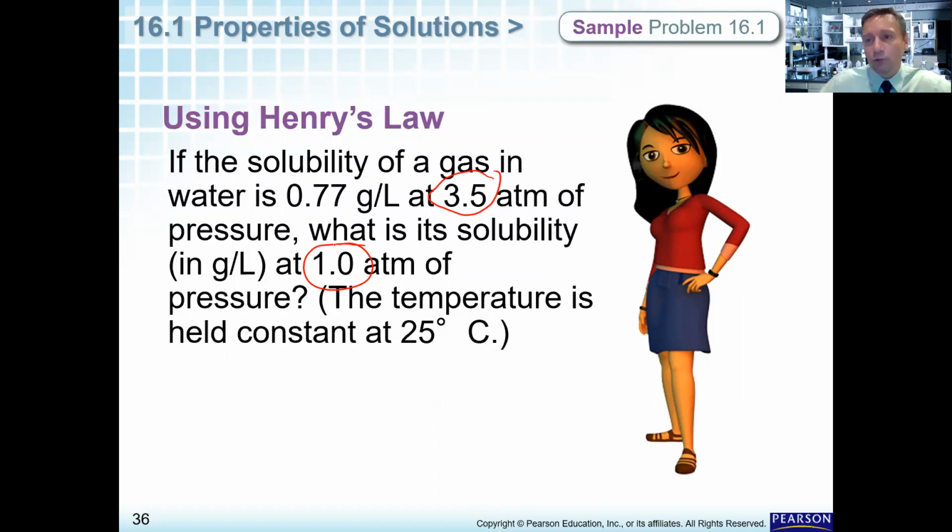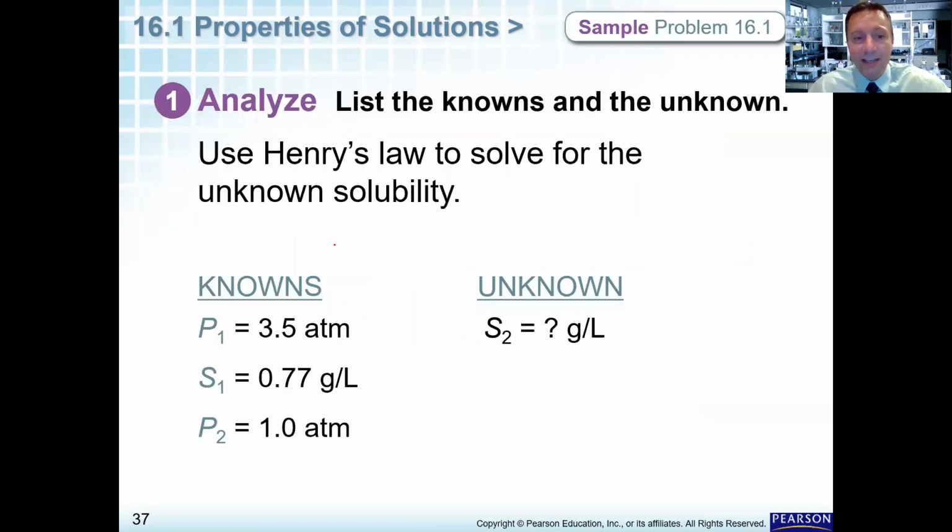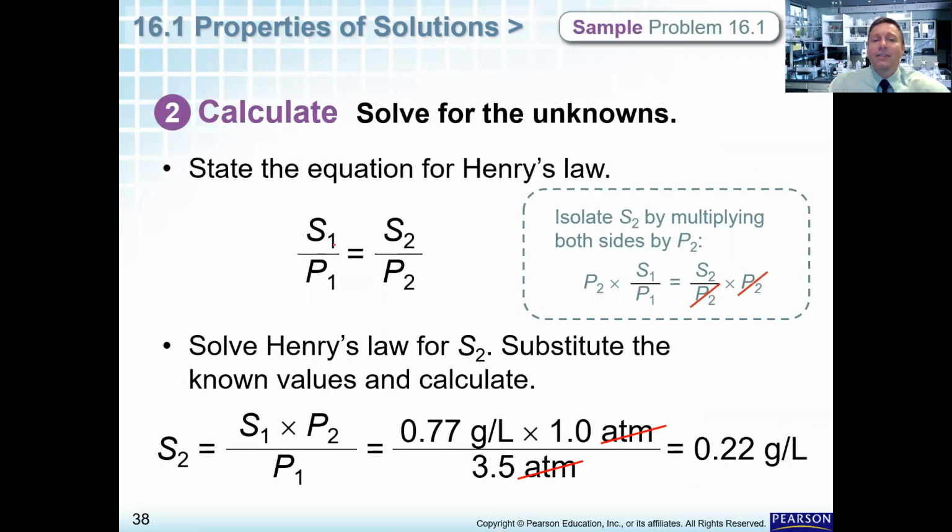So once again, in these, we don't change anything. We always write down everything given. And that's what they do right here. And then they take their formula, they isolate it, and notice it is what happened. It is less. It's 0.22 grams per liter. And initially, solubility was 0.77 grams per liter. So it fell when it went from 3.5 atmospheres to 1, which follows and makes sense.